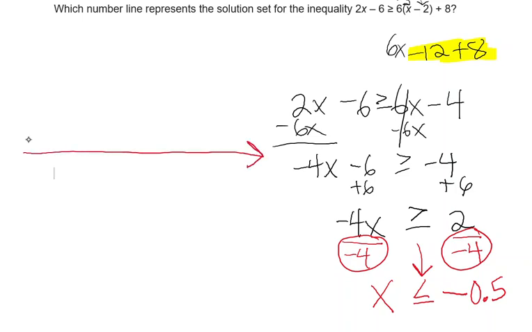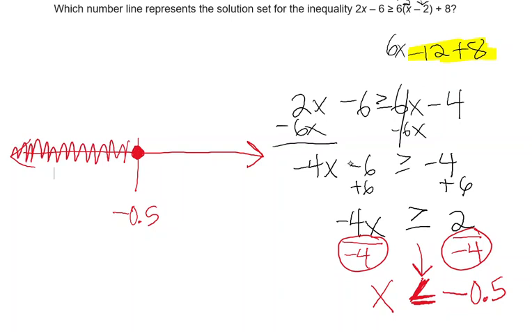Now when I create my number line, I know I'm going to have negative 0.5. Would I use an open circle or a closed circle here? Well, because you have the equals to portion, it is a closed circle, and x is all the values less than negative 0.5, so that means you would shade to the left for less than.